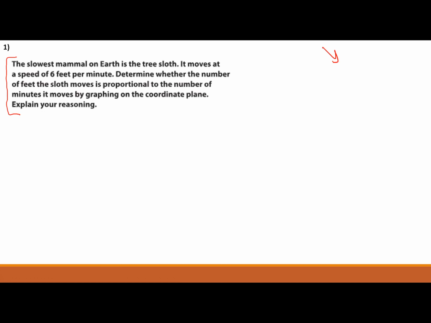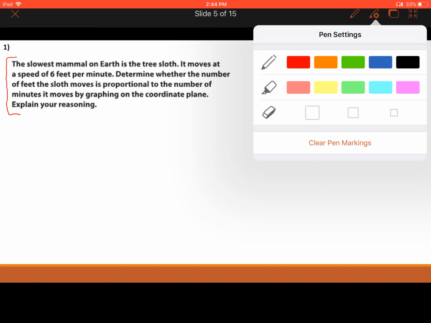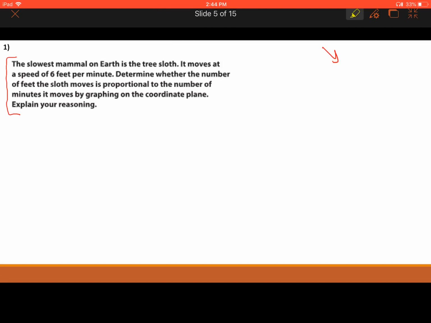All right, well, we're going to go ahead and start by highlighting this question. So I'm going to highlight what the question is asking me to do. The question is asking me to determine whether or not the number of feet the sloth moves is proportional to the number of minutes it moves.